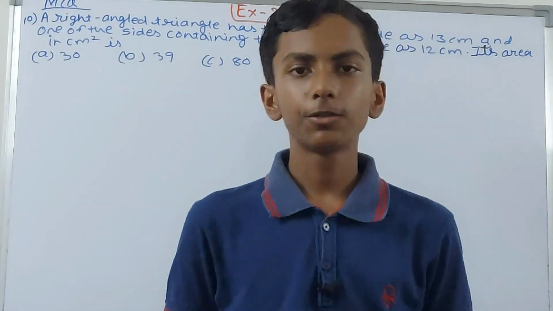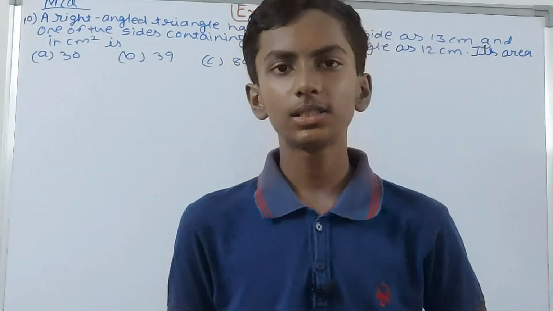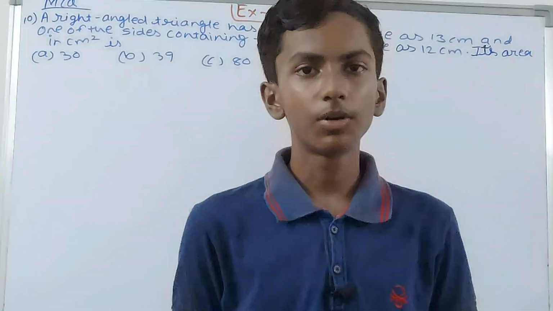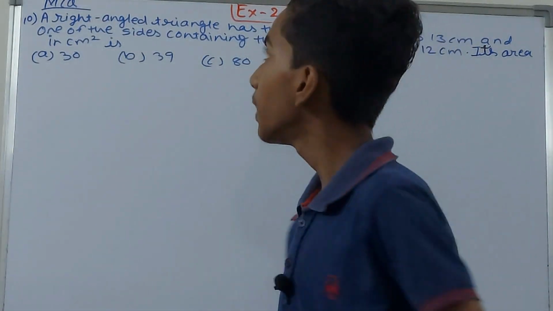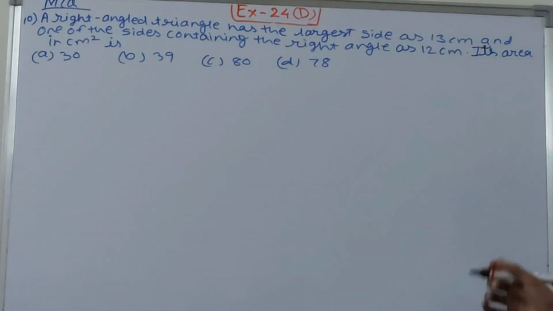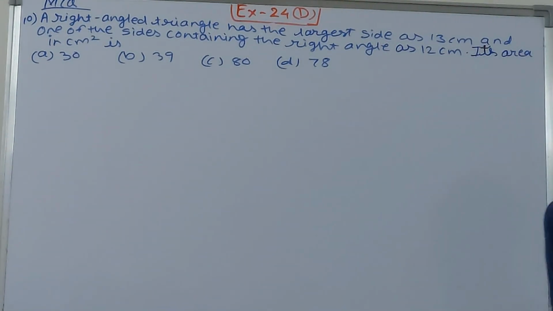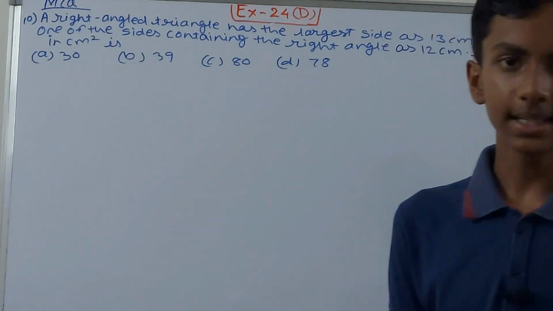In this video we are going to solve ICSE Mathematics Class 7 Chapter 24 Area and Perimeter Exercise 24D question number 10. This one is a right angled triangle, has the largest side as 13 cm and one of the sides containing the right angle as 12 centimeter. Its area in square centimeters is what? So here we have to find the area of the right angled triangle.